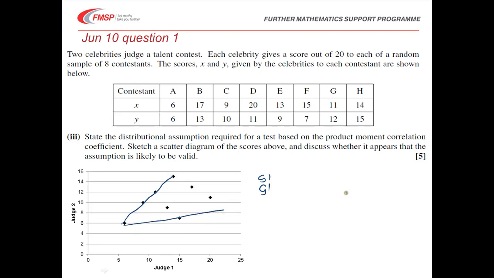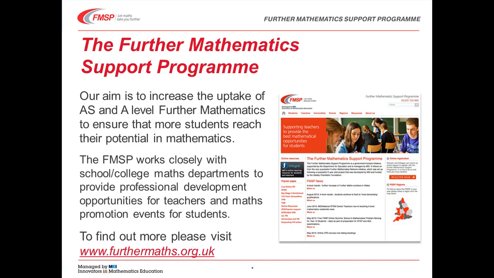Okay, so it says discuss whether it appears the assumption is likely to be valid. Here you can say lack of ellipticity. That's an explain mark, so assumption not valid for your second mark. Okay, so you can see the actual calculation of these and also the use in a hypothesis test is quite straightforward, but they are asking a lot about the distributional assumptions that you need. So you do need to make sure that you're fully aware of the bivariate nature that you are required to deal with, the ellipticity and bivariate nature.